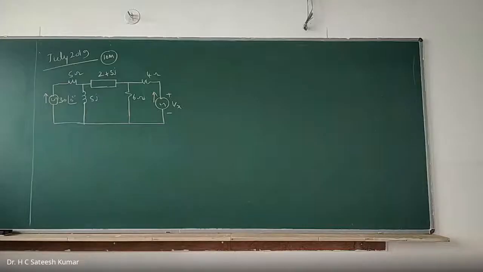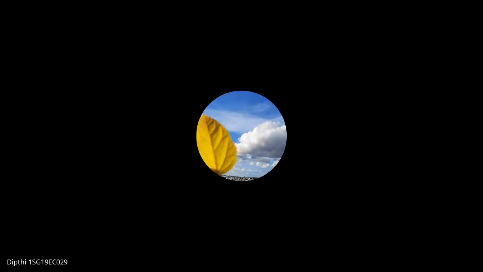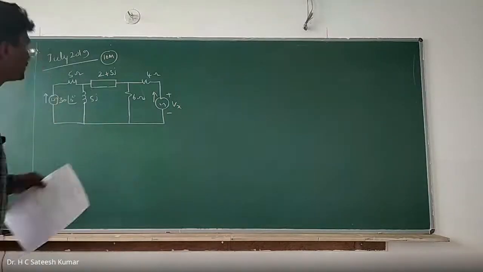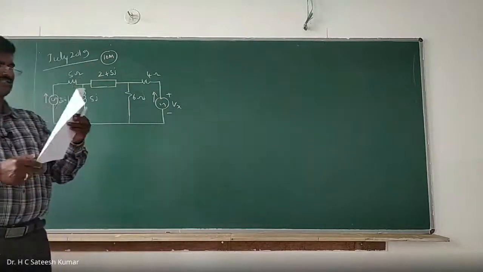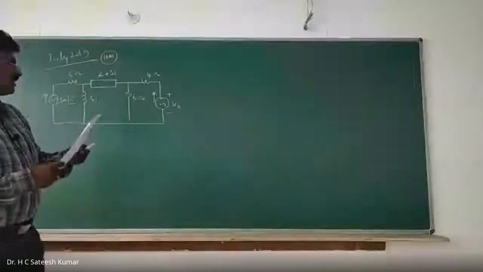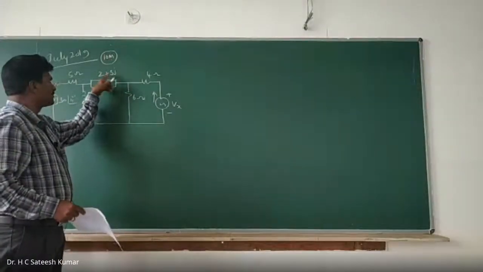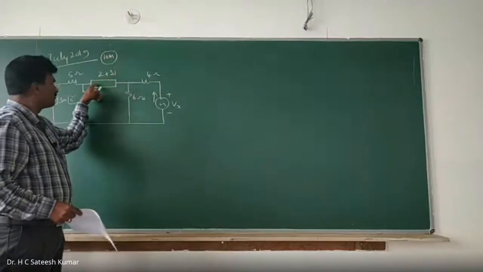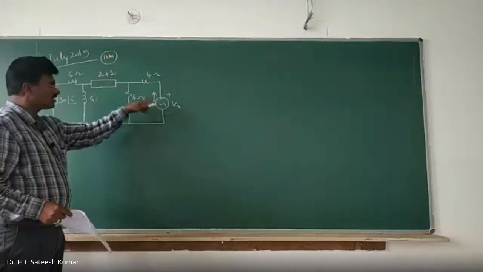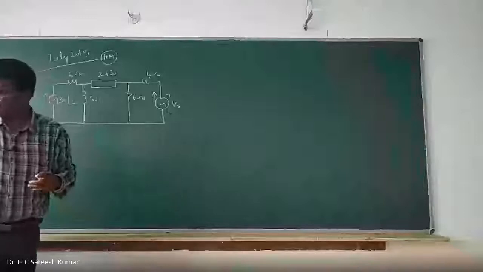Okay. Is it audible? Okay, right. Yes. Now the question is something like this. Find the value of Vx such that current flowing through this impedance 2 plus 3j is 0. Current flowing through this one is 0, such that we'll have to find this out. It's a very simple one. Observe here.